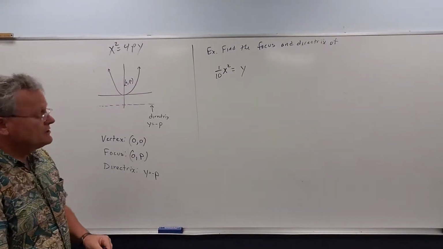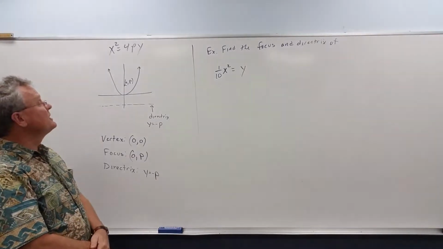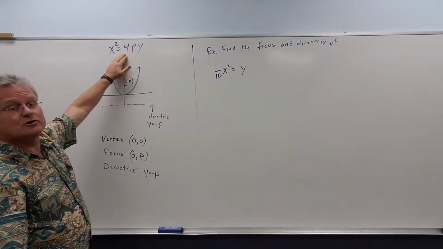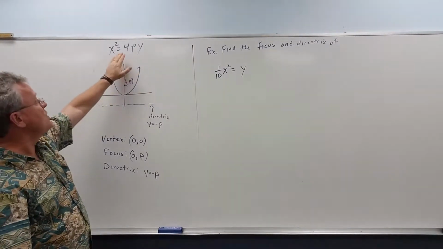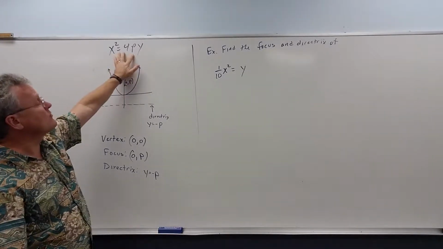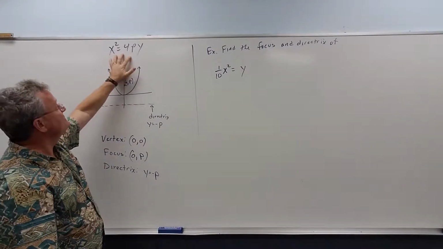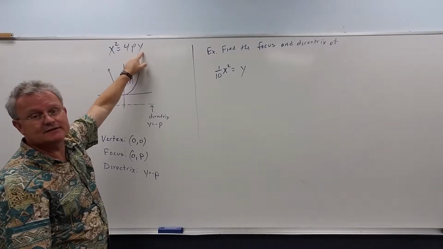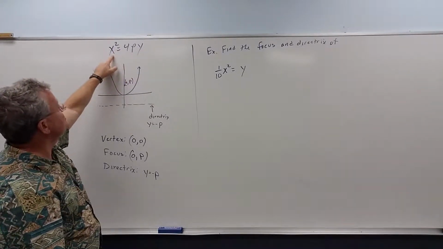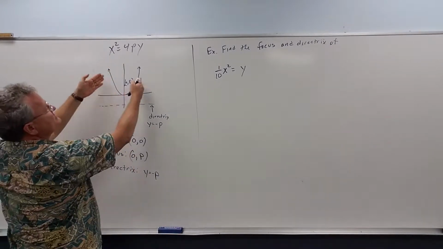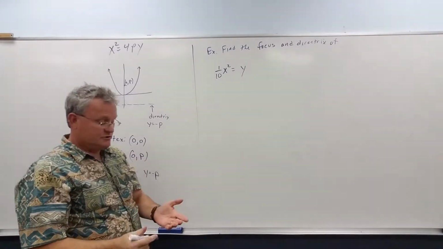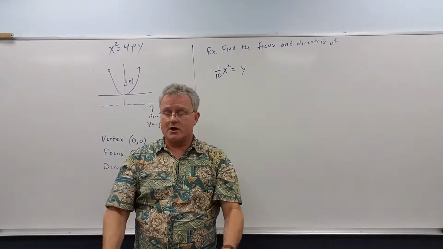All right, so here we're going to start an introduction to parabolas. And the basic equation, there's a few equations. One is x squared equals 4py. In this equation, notice x is squared and y is not. All right? So when x is squared, the parabola is going to either go up or down.